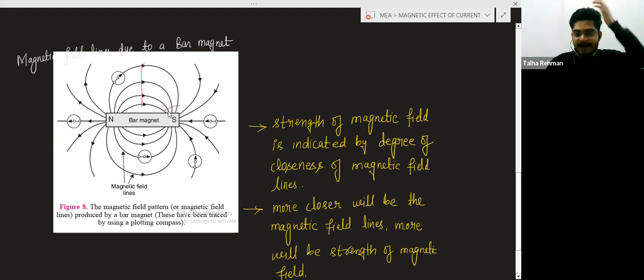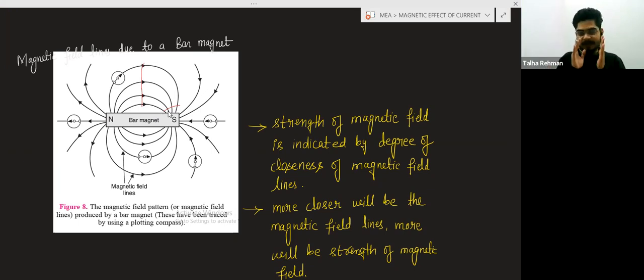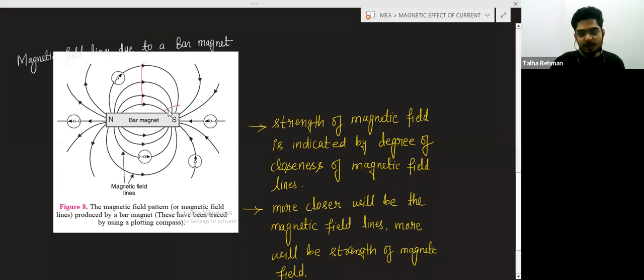So at poles, the magnetic field lines are near. It means that the nearer will be the magnetic field lines, more will be the strength of magnetic field there. So near pole, the strength of the magnetic field is more as compared to any other point which is far from the pole.